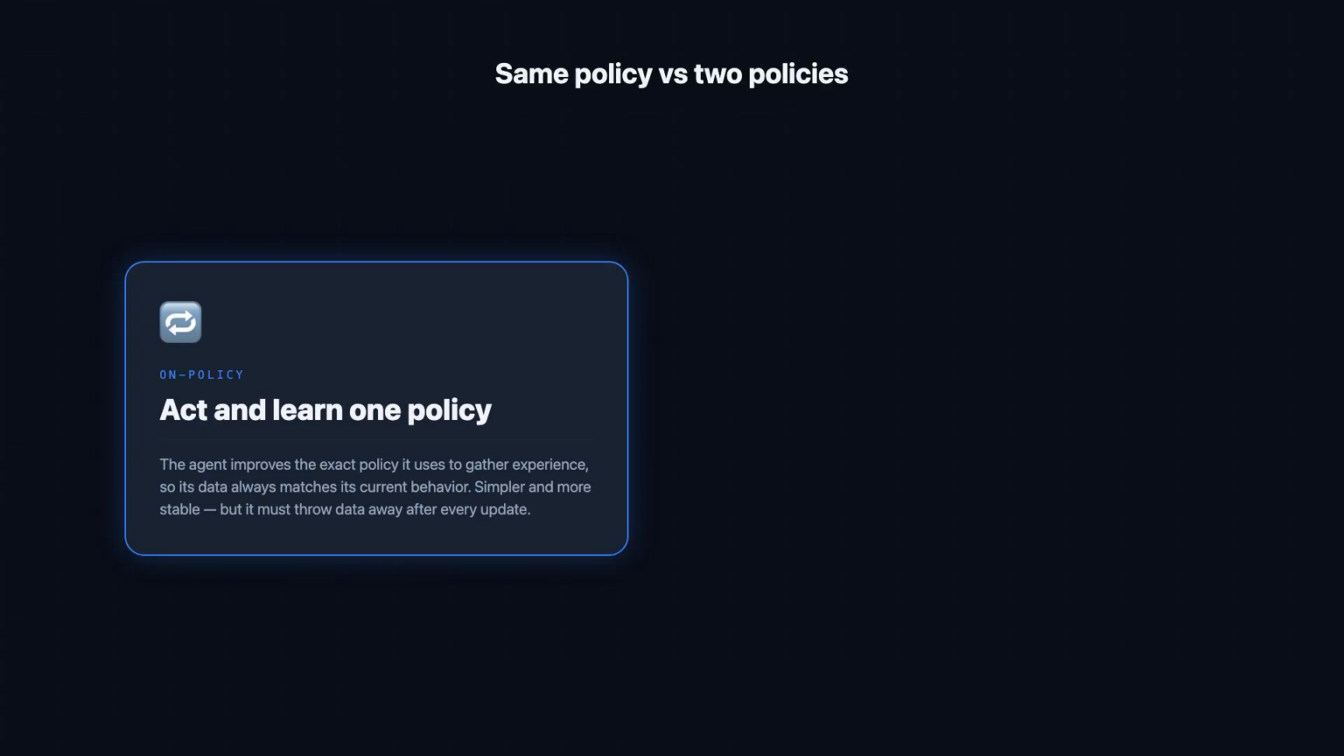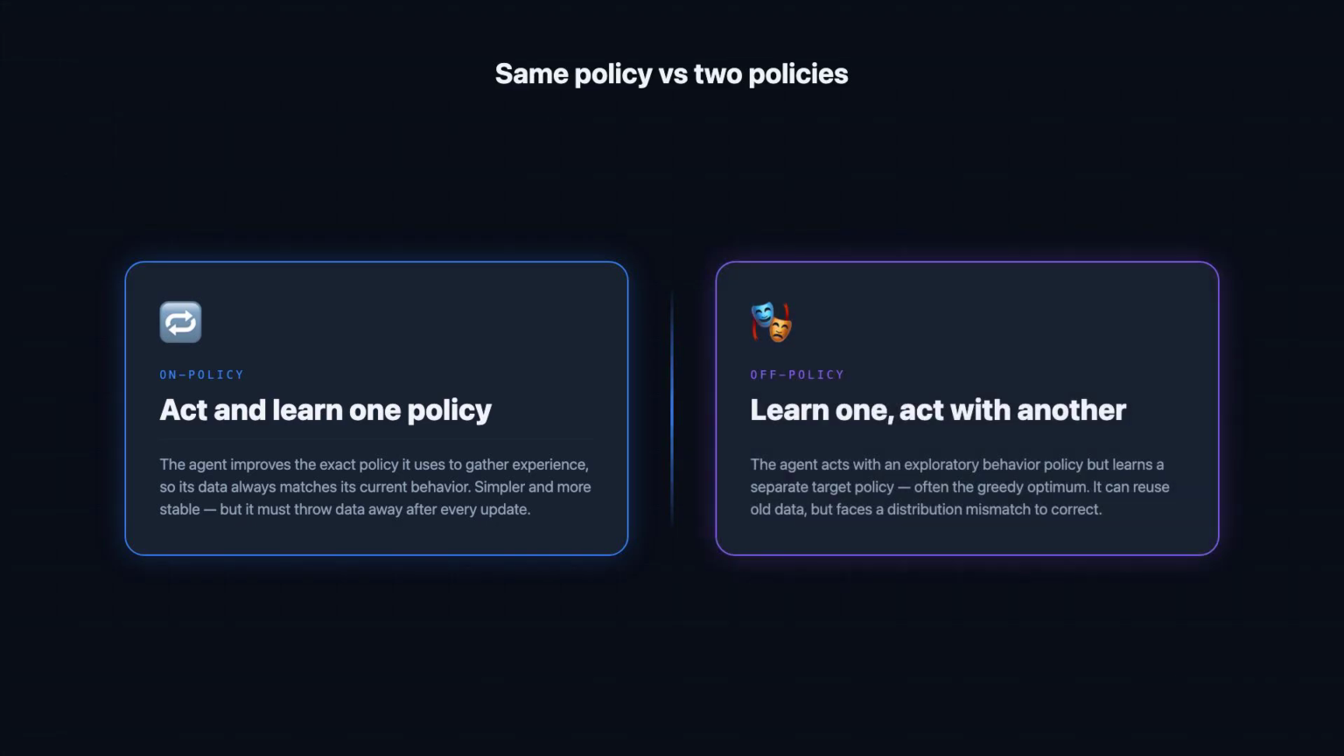The second setup splits them apart. The agent acts with one behavior policy, often exploratory or even old data pulled from a replay buffer, while learning about a separate target policy, often the greedy optimal one. Q-learning is the classic example, exploring freely yet learning the value of the greedy strategy. This split unlocks reusing old data but demands real care.